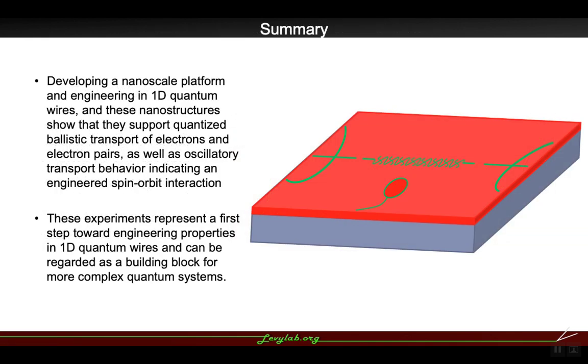So by developing this nanoscale platform, we could engineer some wires, do some research and find some transport properties, and it shows some oscillation transport behavior on the helical waveguide, which indicates the spin-orbit interaction.